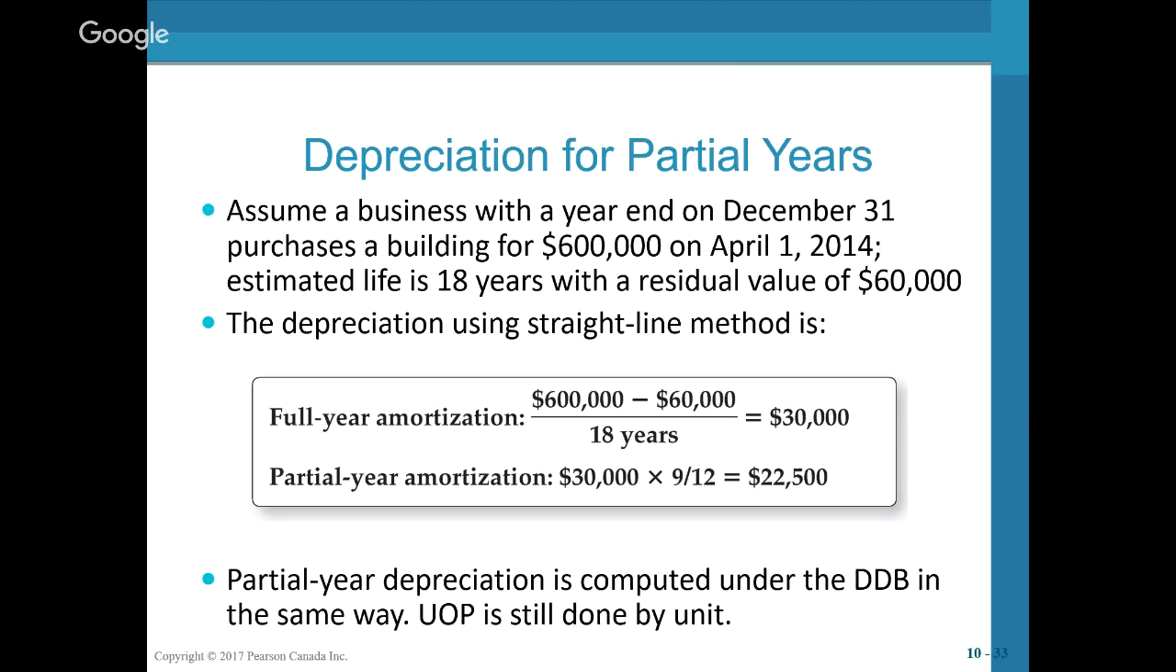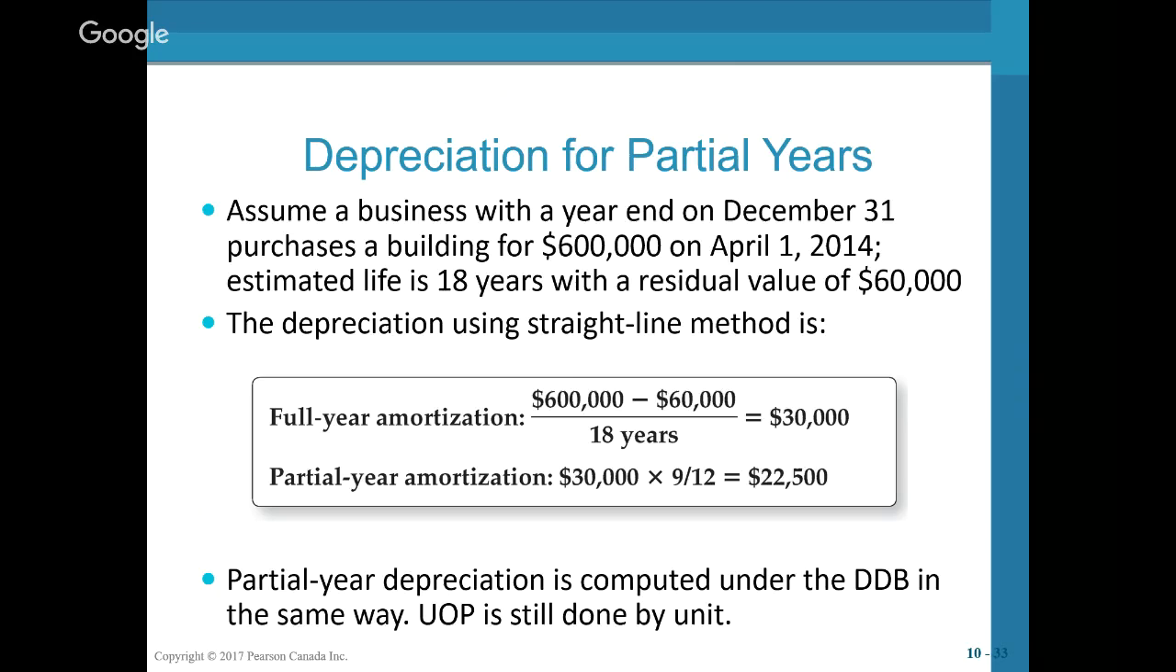In the current year, we bought it on April 1st, so our adjusting entry on December 31st will take the 30,000 times 9 months over 12, right? So April, May, June, July, August, September, October, November, December. You can't see me, but I'm counting on my fingers right now. That's 9 months. 30,000 times 9/12 gives you 22,500. And in our first year, then, we'll depreciate $22,500.